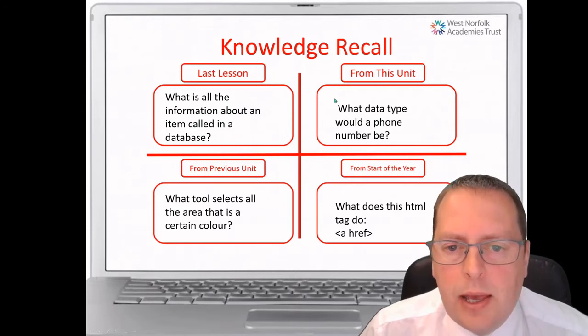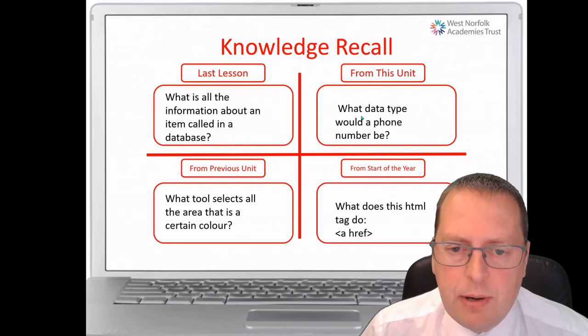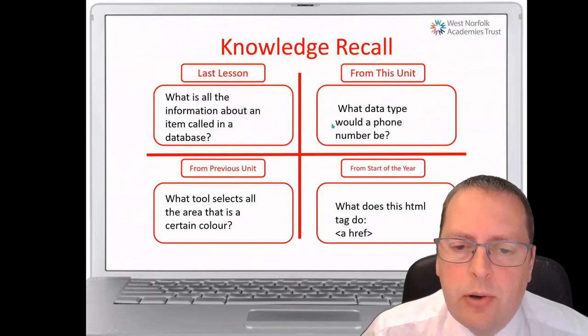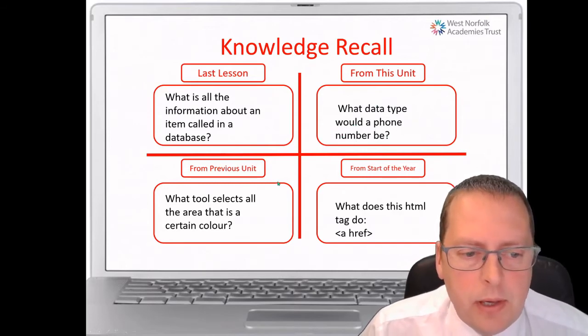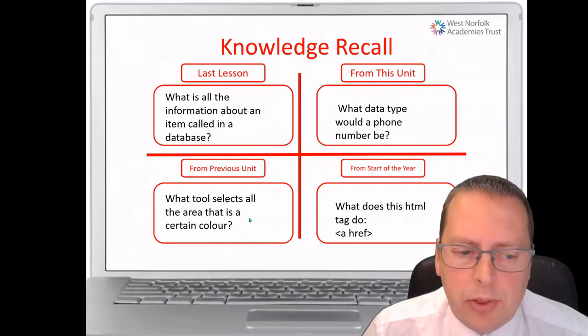And also, what data type would a phone number be? So think very carefully about that. What is the data type that a phone number would be? Then thinking about photo editing, what tool selects all the area that is a certain colour? So choosing all the area that is the same colour. What tool would you use for that?